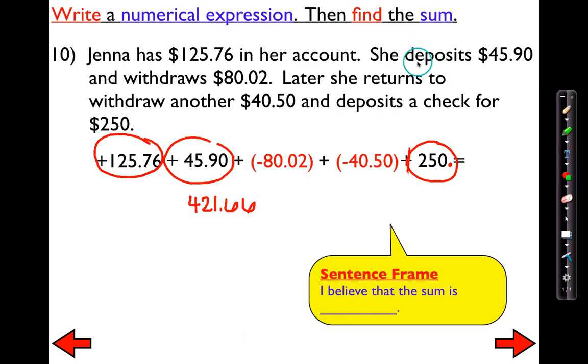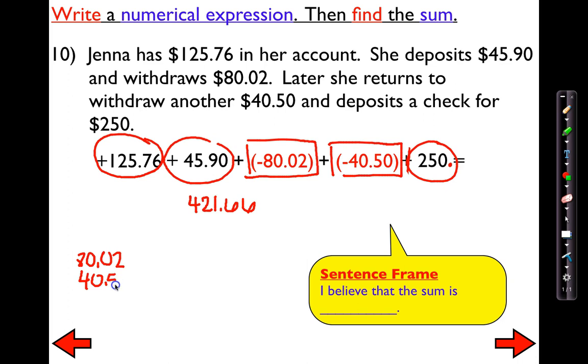I'm going to go ahead and combine all the negatives together. So here we're going to combine $80.02 with $40.50. So let's see how much we have all together. We have $80.02 and we combine that to $40.50. I'm going to have a total of $120.52. So I'm going to go ahead and add a negative, because those are negatives, $120.52. Now at this point I can go ahead and compare.